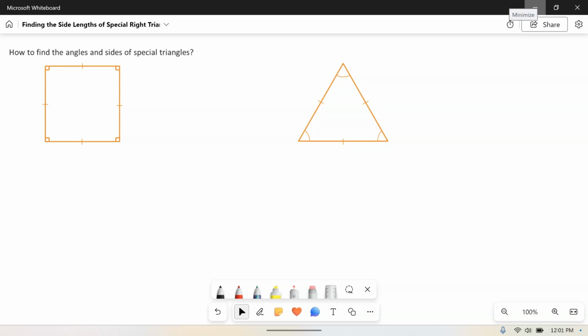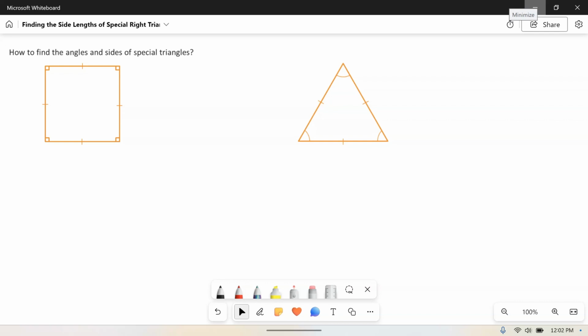In this video, we want to look at a couple special right triangles. Particularly, we want to figure out how we can determine the acute angles of that right triangle and the measures of the sides of the right triangle. So we're going to do this twice. We're going to start using a square, and then we'll do it again using an equilateral triangle.